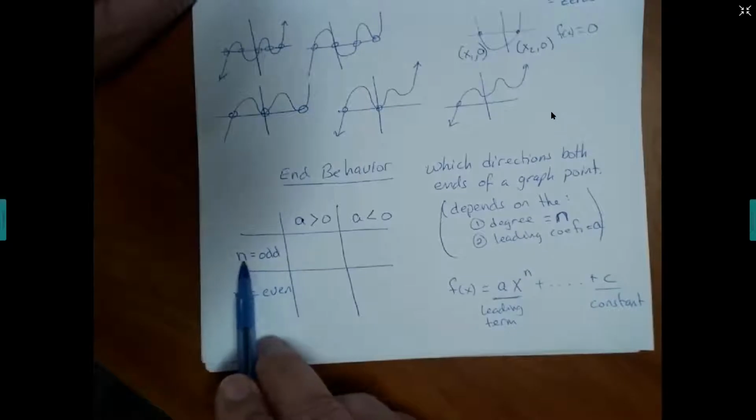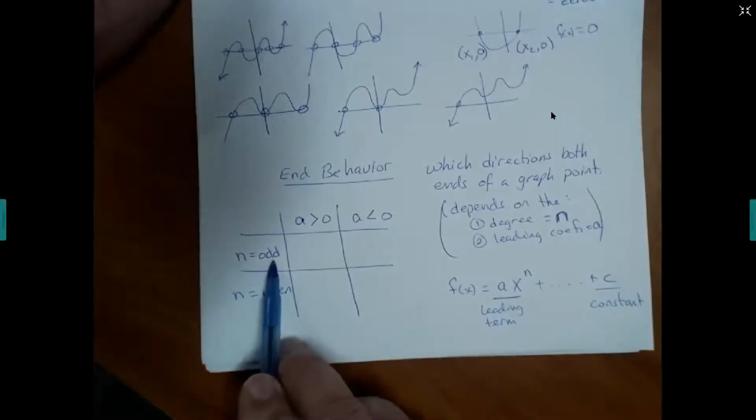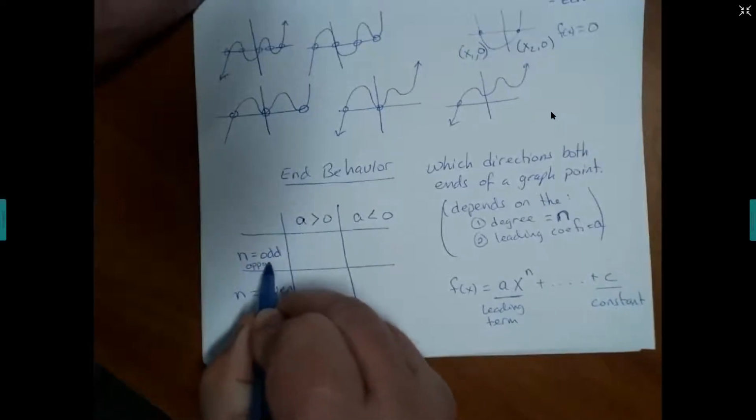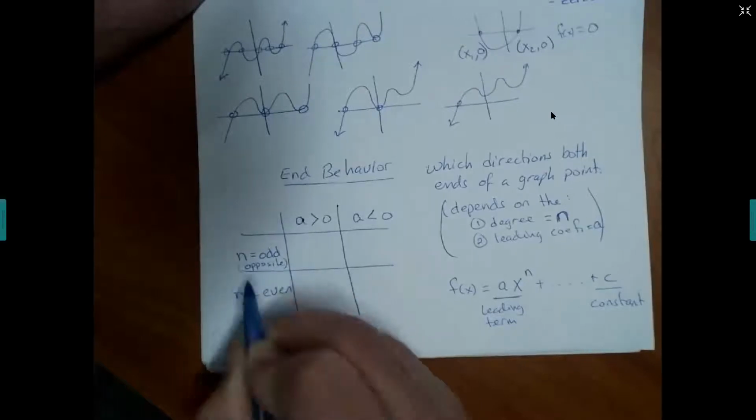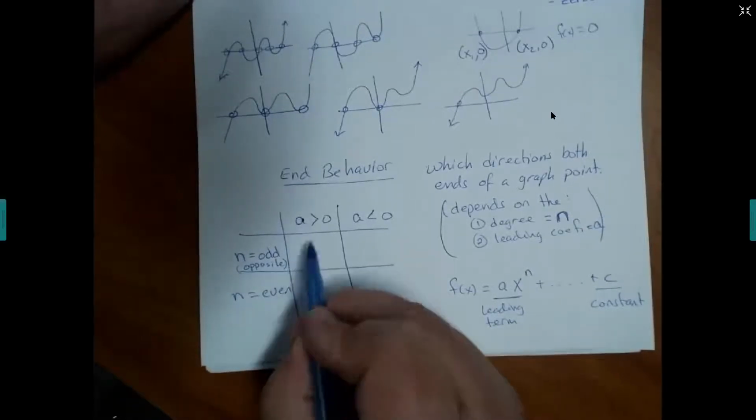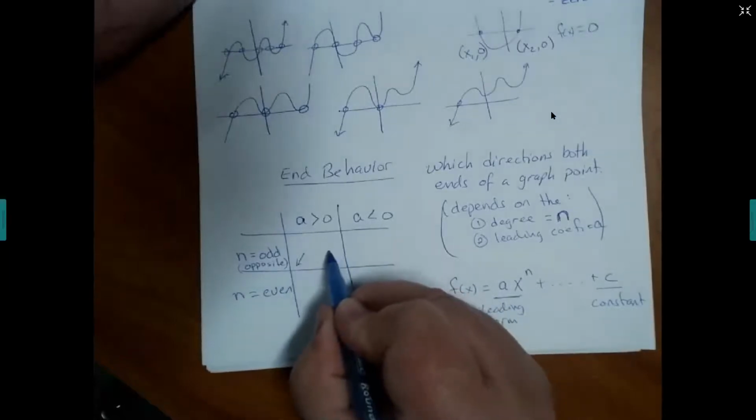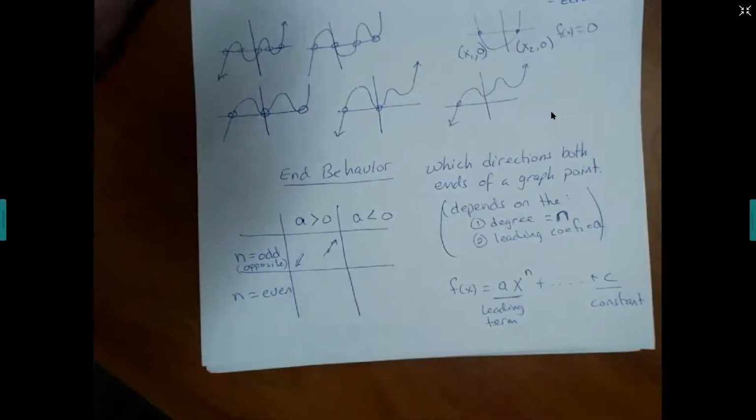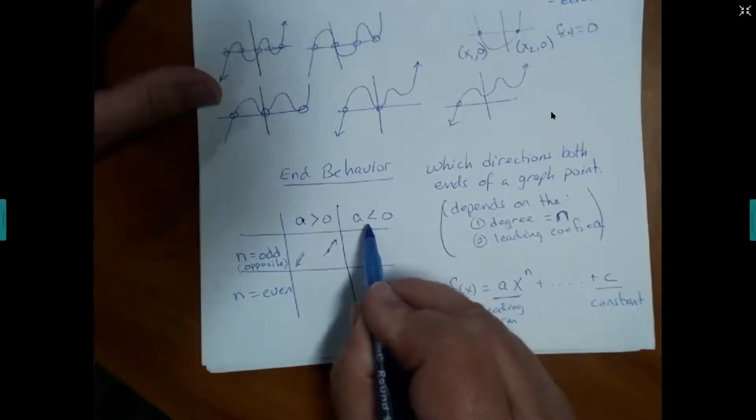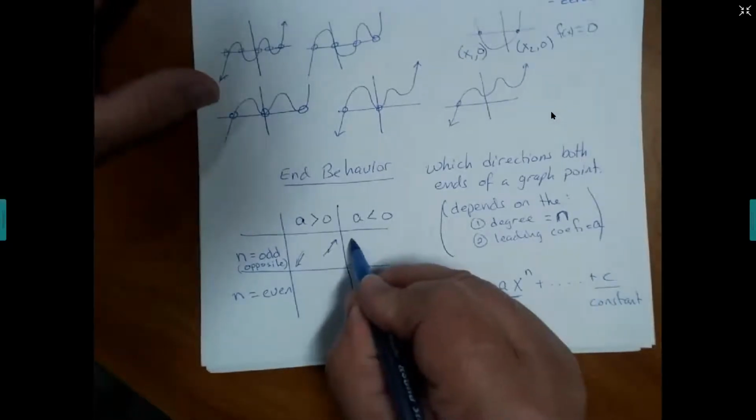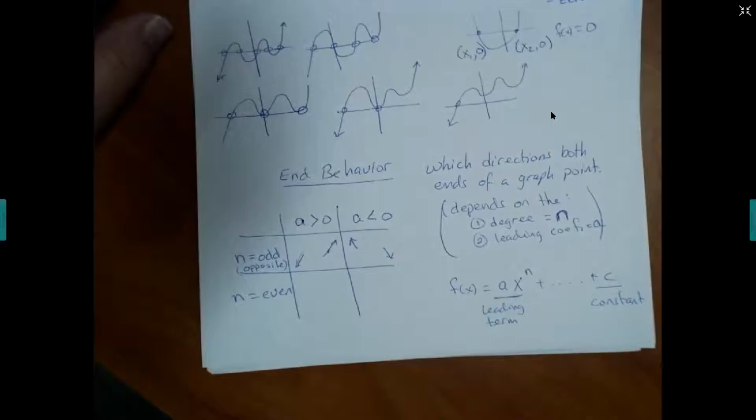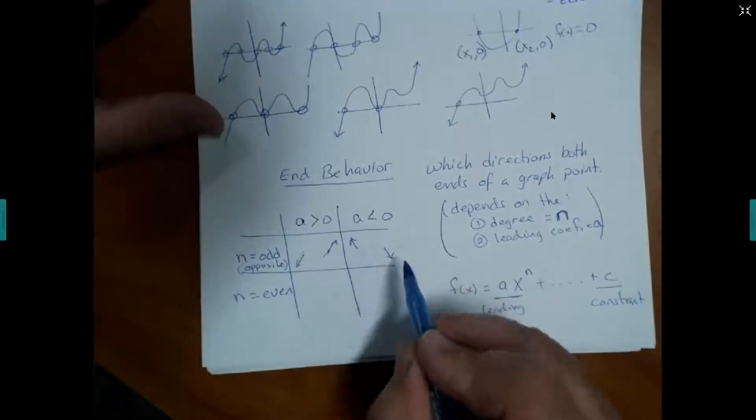So if n is odd, the end behaviors point opposite directions. If A is positive, the left end goes down, the right end goes up. If A, the leading term coefficient, is negative, then the left end goes up and the right end goes down. It's a decreasing function. And we don't know what happens in the middle. It could be anything.